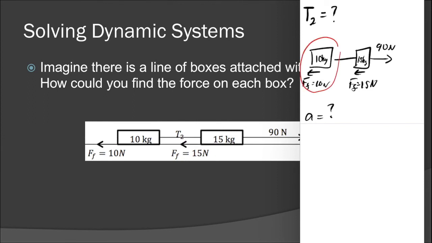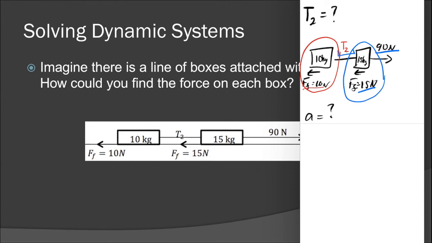If we choose 10 kilograms as our system, then we will have our friction force that we know, but we will also have T2 that we do not know. Since we don't know T2 and we don't know the acceleration, we will have two unknowns in our system and we cannot solve for anything. Similarly, if we choose our 15 kilogram box as our system, we will have 90 newtons forward, which we know, 15 back, which we know, but we have our tension force pulling back that we do not know, and we cannot solve for A because again, we have two unknowns in our system.